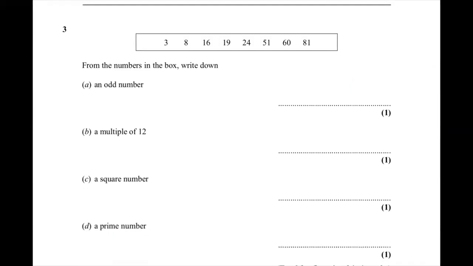Okay, we've got to write down an odd number. Now, there is a choice of odd numbers. So 3, or you could have written 19, 51, or 81. A multiple of 12, you could have chosen 24 or 60. A square number is 16 or 81. And the prime number options were 3 or 19.